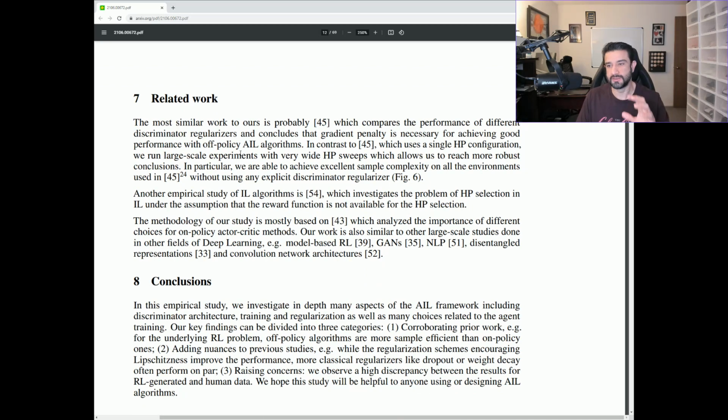Related work. Sometimes related work will help you more deeply understand this particular concept, and it's usually higher up. Related work can give you a deep dive. But more times than not, you can just skip over related work.